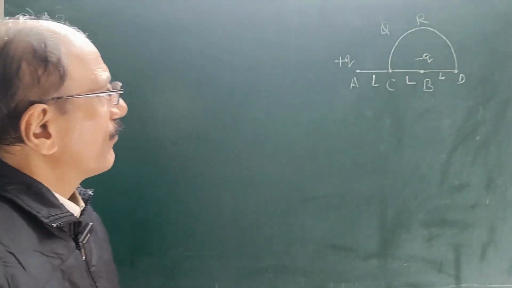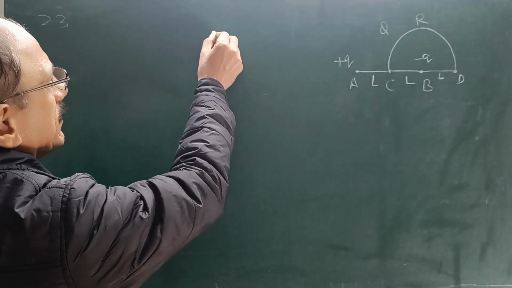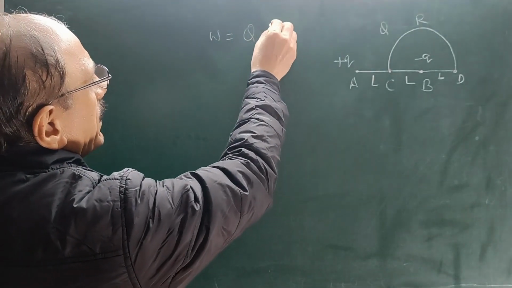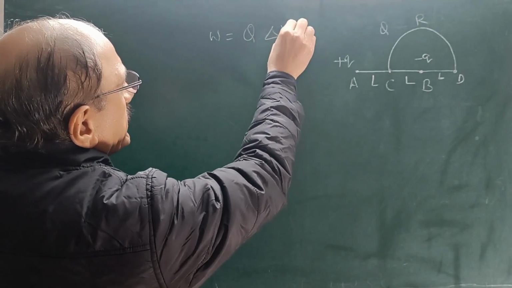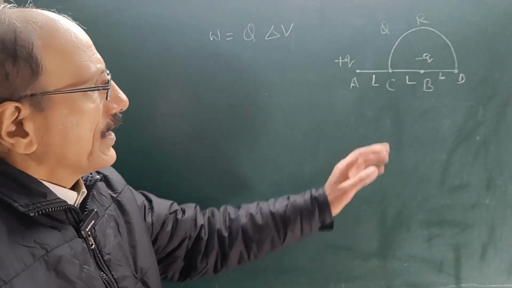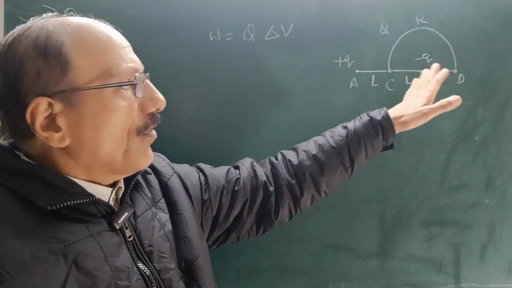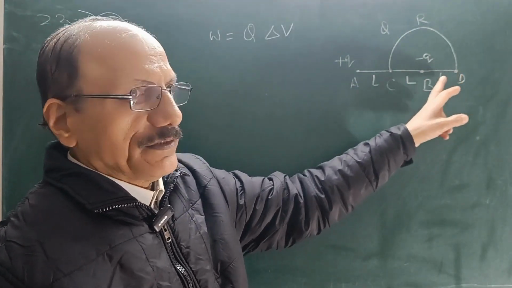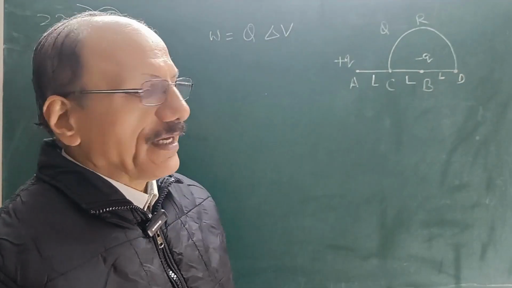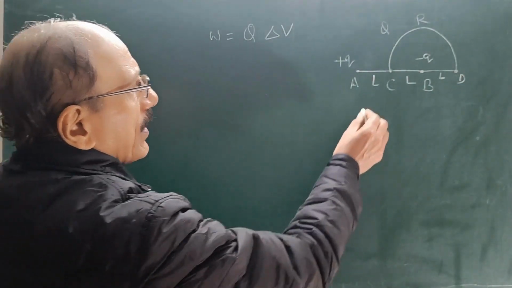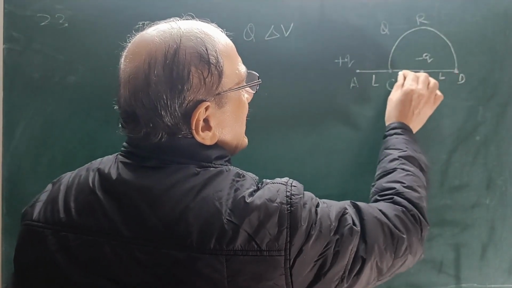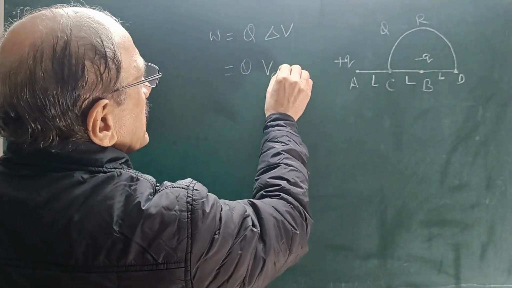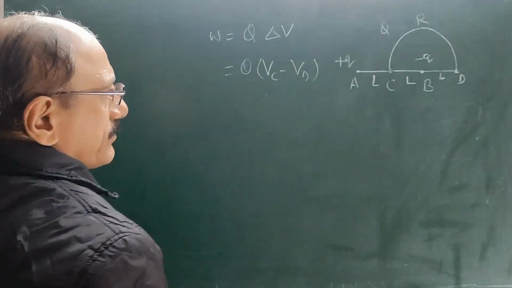CRD. We know that the work done is equal to charge into potential difference. The work done is independent of the path. It is only depending on the two positions where the potential difference will be there. So it only depends on the position D and C. So that means this will be q into VC minus VD.